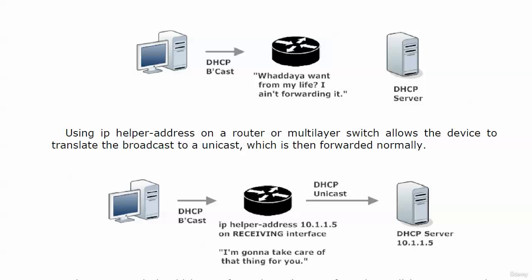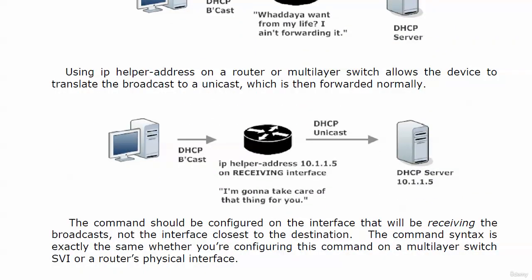So it's forwarded normally. And in this particular diagram, if we have that DHCP server at 10.1.1.15, router gets the DHCP message in, ip helper-address 10.1.1.15 is configured on the receiving interface, not the transmitting interface. And the router says, hey, I'm going to take care of that thing for you. And it does take care of that thing for us. It turns it into a unicast so we can get something done.